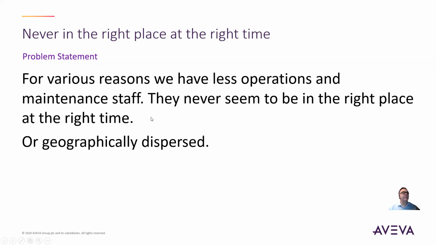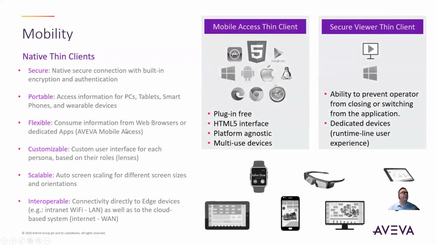They have less operators, less maintenance staff, and they're never in the right place at the right time, or they're physically out in a field, or maybe you have a water or a wastewater application and you're really in different places at different times. So what are the different features within AVEVA Edge that can help you understand and deal with that? So we have several different thin clients with the product. We have a mobile access thin client, and that's HTML5 interface. You just open up a browser, point it back to the real running application, and view and interact with those screens, of course, with security in mind as well.